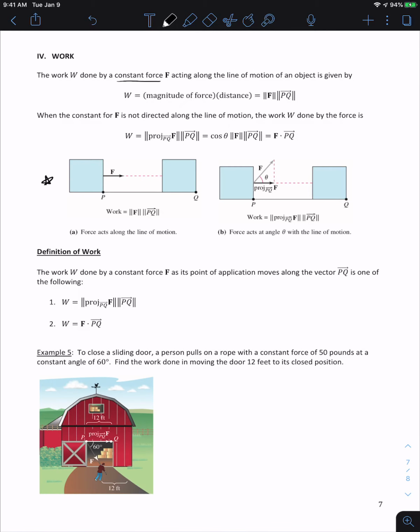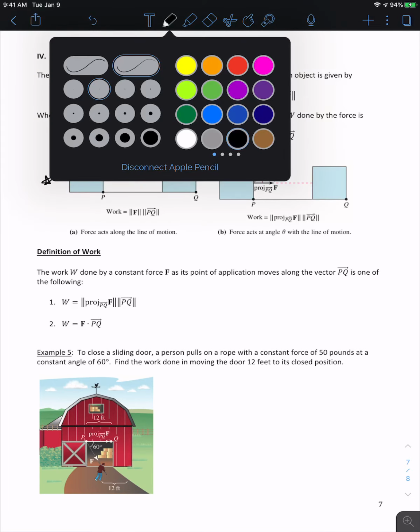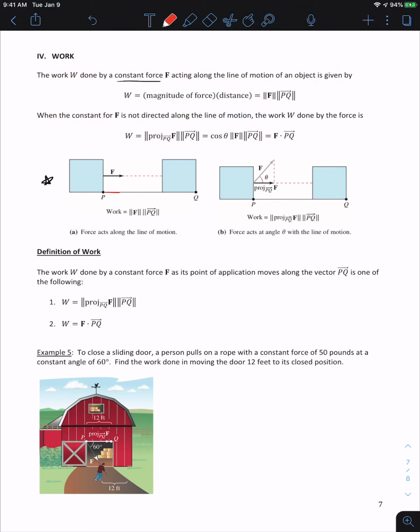All right, so if I have this object, this box, and I am moving this box from point P over to point Q, then this is my directed distance from P to Q. Maybe we'll draw that in the picture. This right here is my directed distance from P to Q, right? And so how do I find the work? Well, I take the magnitude of F times the magnitude of the directed line segment PQ.